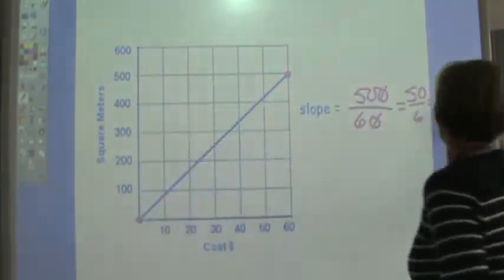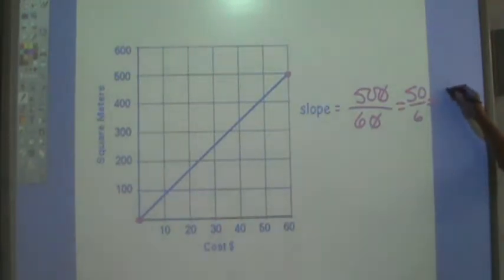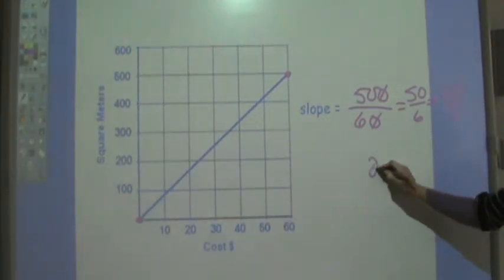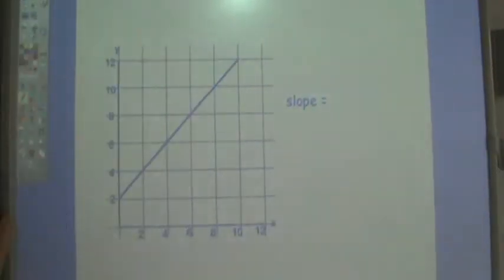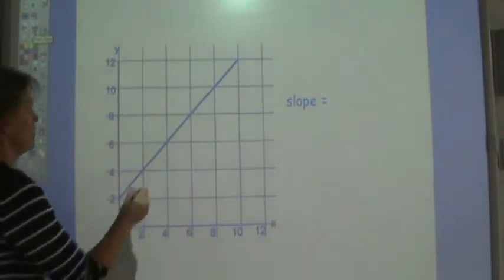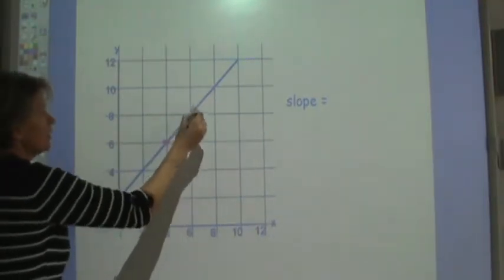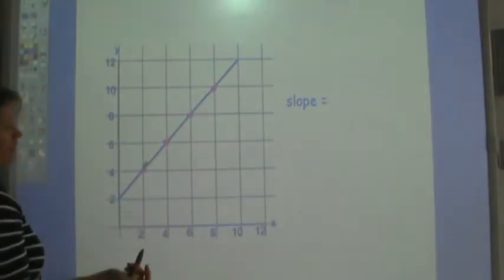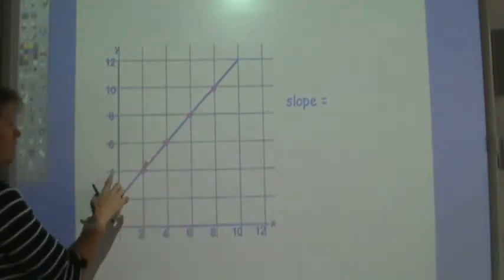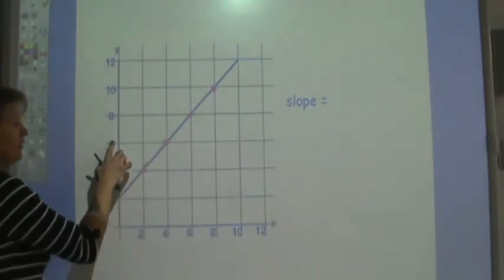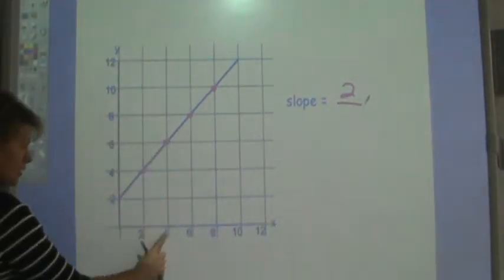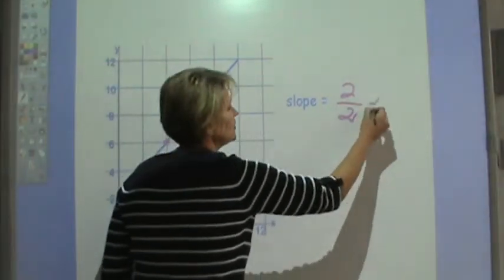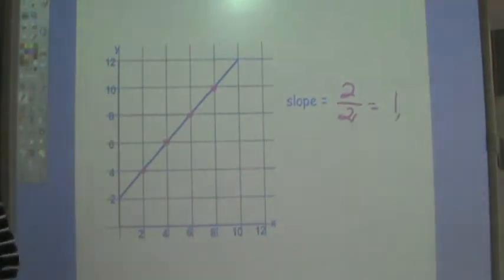Let's see, those are both divisible by 2. So we'd have 25/3. Sorry if you can't see that. 25/3 would be my slope. Okay, this one, well, we can count from any of them. Looks like they all are at good spots. So I'll count from any of the points, from one point to another. So this side would be a rise of 2 and a run of 2. Well, 2 over 2 is just 1, so my slope would be 1 in this case.